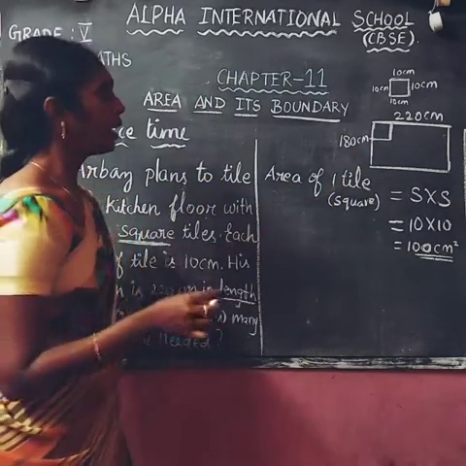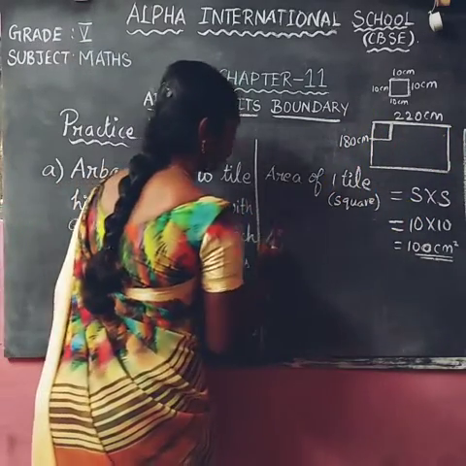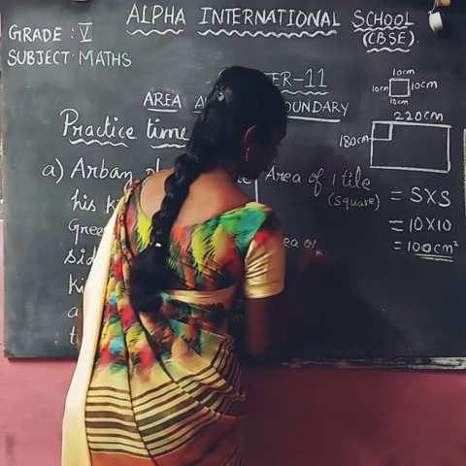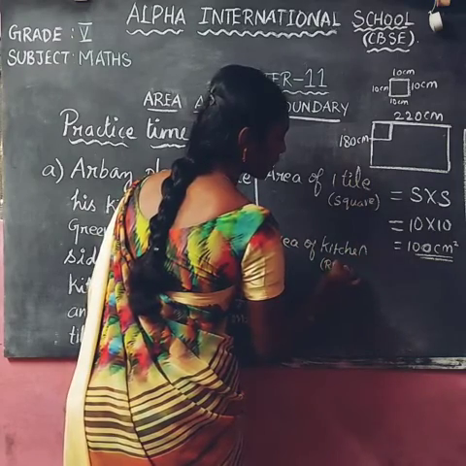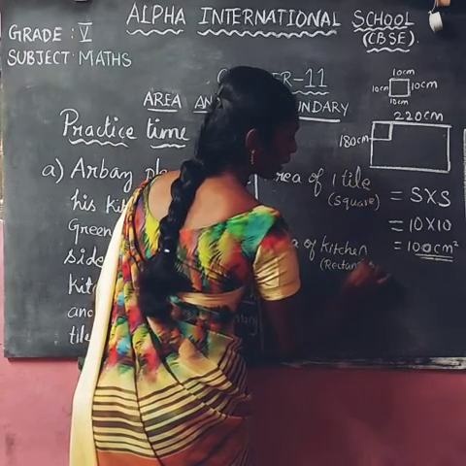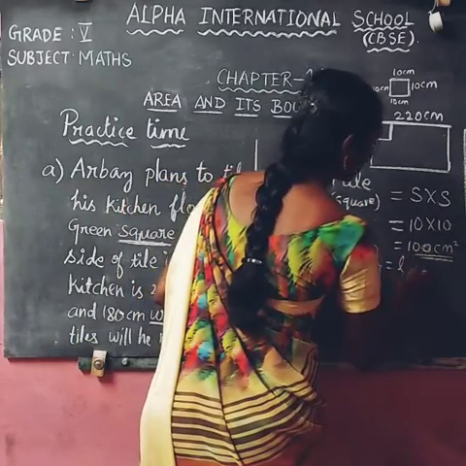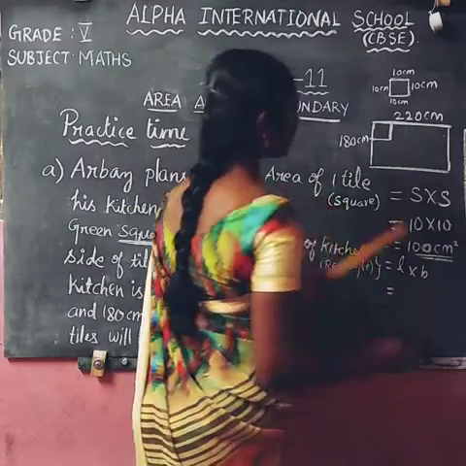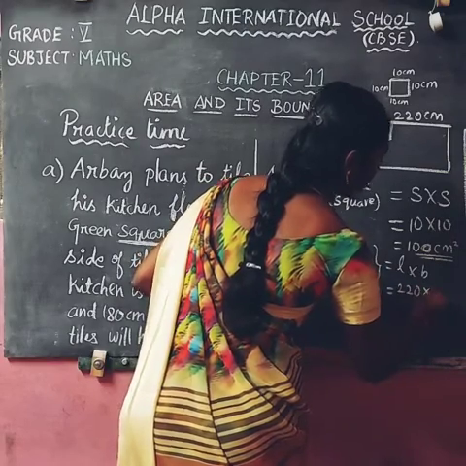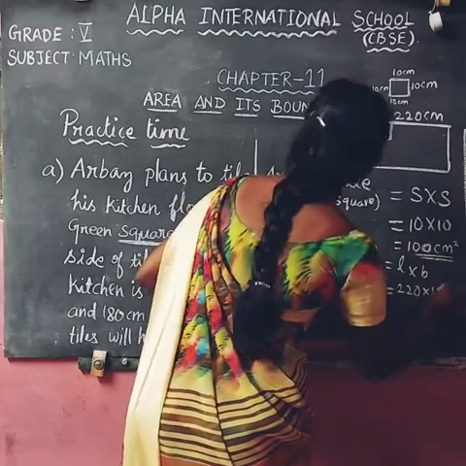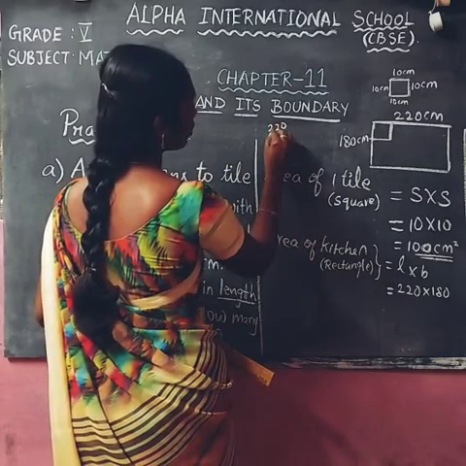Okay. Next, we want to find the area of the kitchen. The kitchen is in rectangle shape, so I can use the formula for the area of a rectangle. What is the formula? Length into breadth is the area of a rectangle. So what is the length here? 220, into what is the breadth? 180. By multiplying these two, what will I get? 220 into 180.